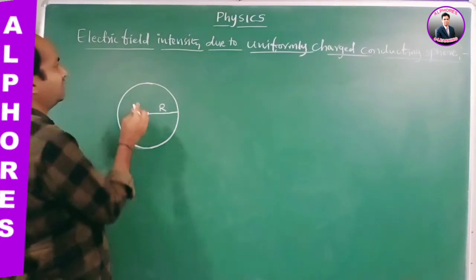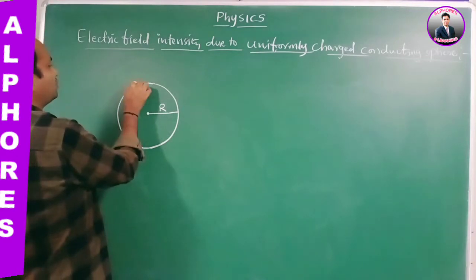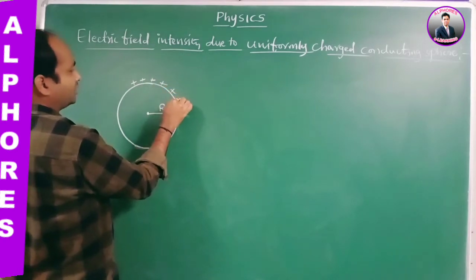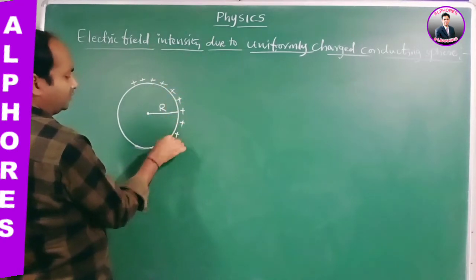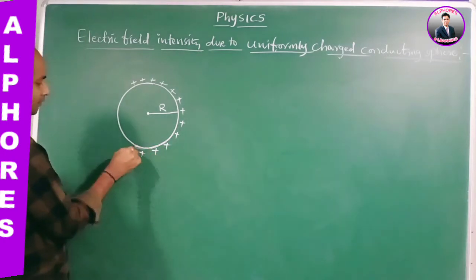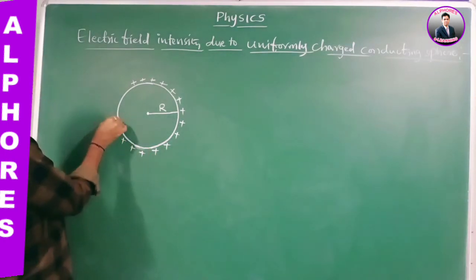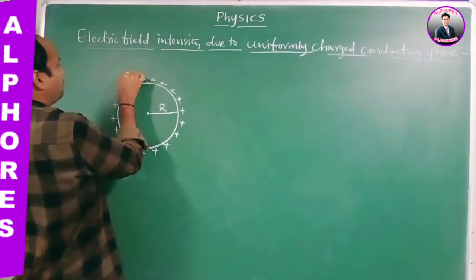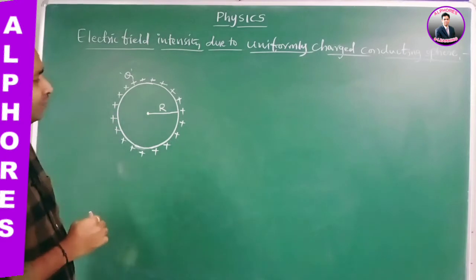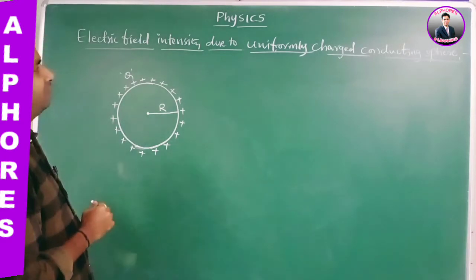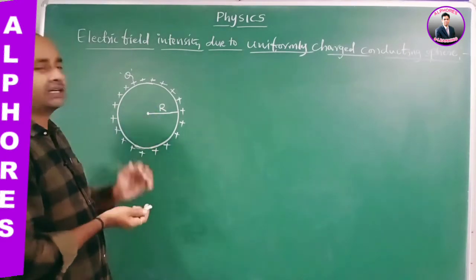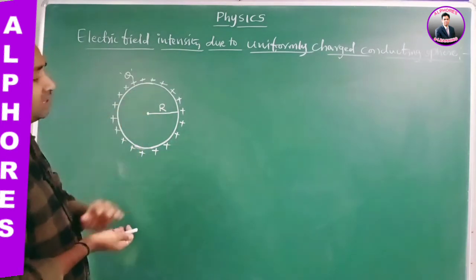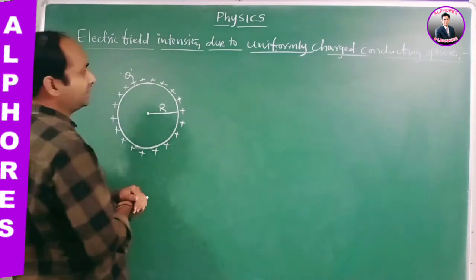Whenever a positive charge is given to the sphere, let us take this as plus q. The charge resides only on the surface. The charge given to the spherical shell resides only on the surface. Capital Q is the charge given to the sphere. Now we need to find the electric field intensity due to this conducting spherical shell at three different positions. One is outside the sphere, at any point outside the sphere.